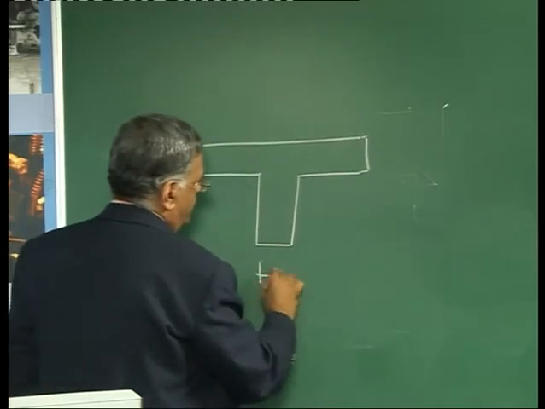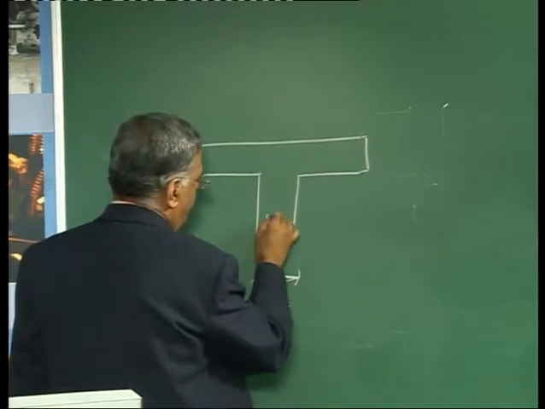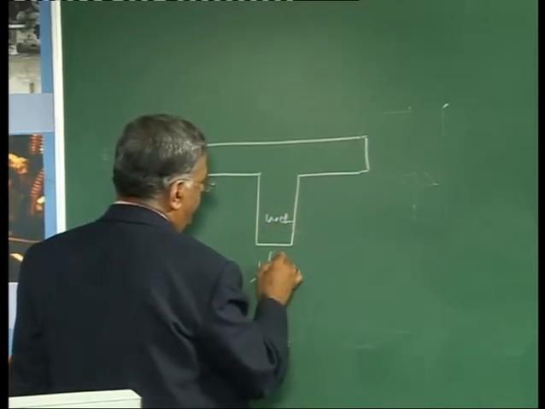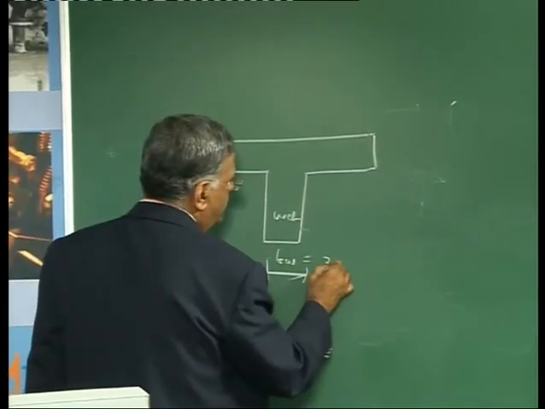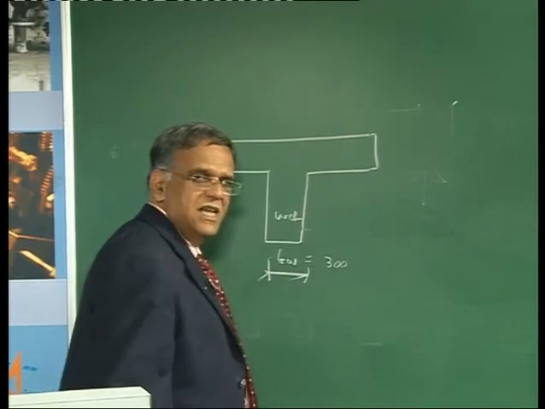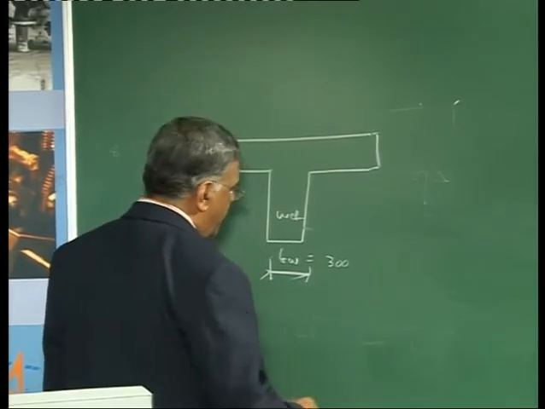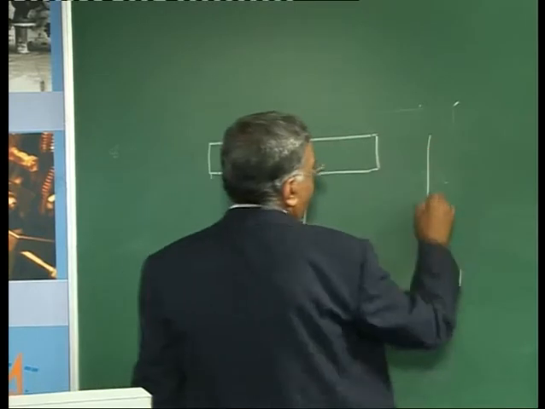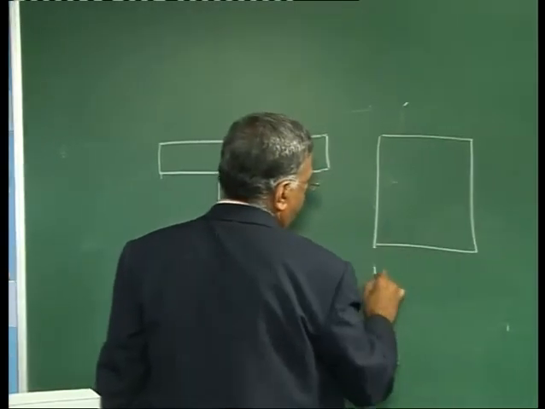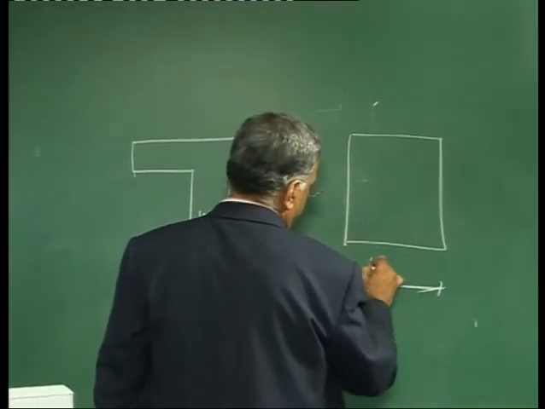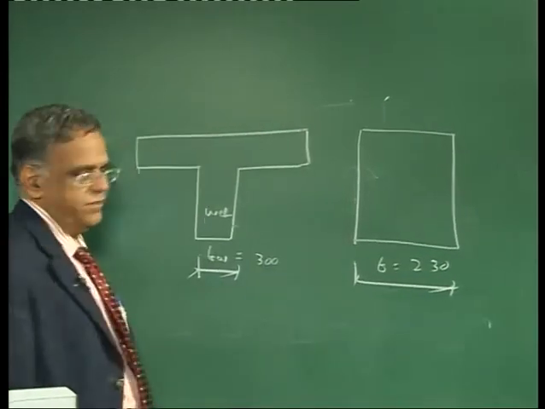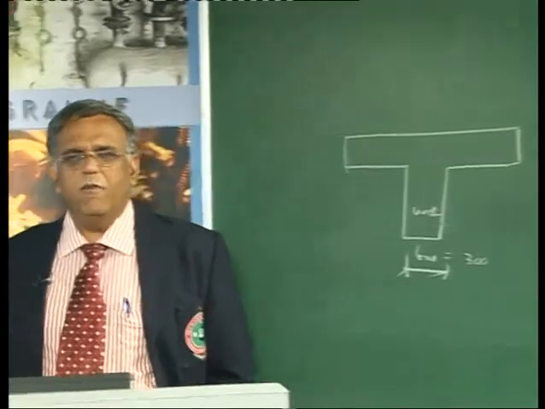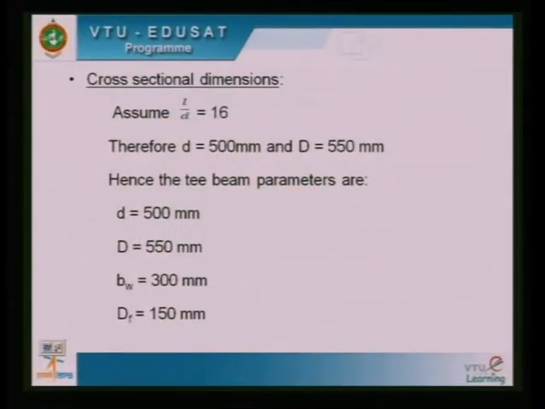So this is the web, and the width of the web, normally denoted by BW, shall be assumed in this case as 300 mm. In the earlier problems where I had considered a rectangular section, I was taking BW as 230 mm. Now I am going to choose this BW as 300 mm.